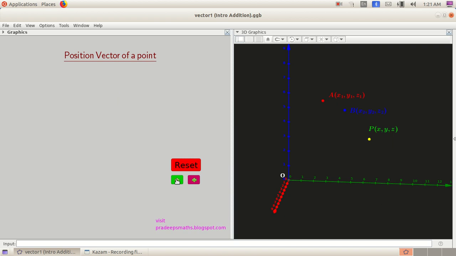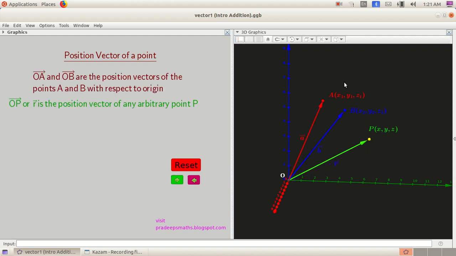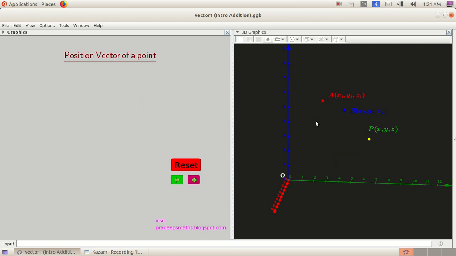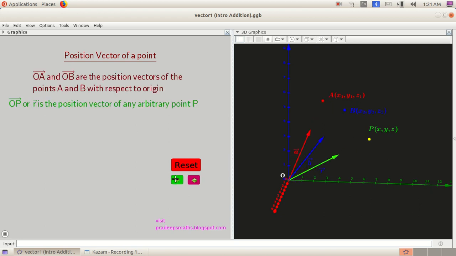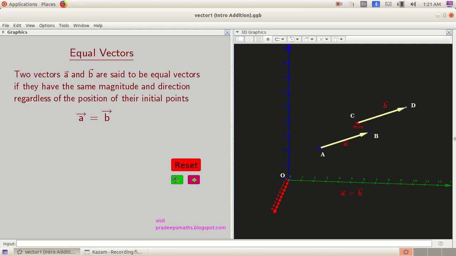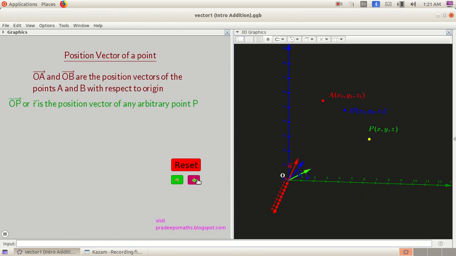Position vector of a point. Here we have 3 points A, B and P. Here we are discussing the position vector of these 3 points with respect to the origin. Here OA, OB and OP are the position vectors of these 3 points.